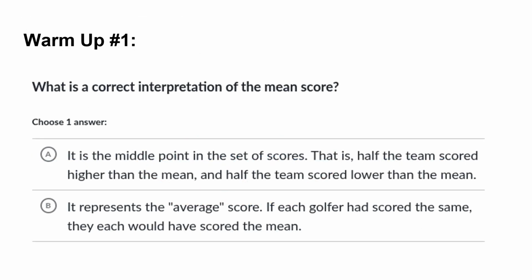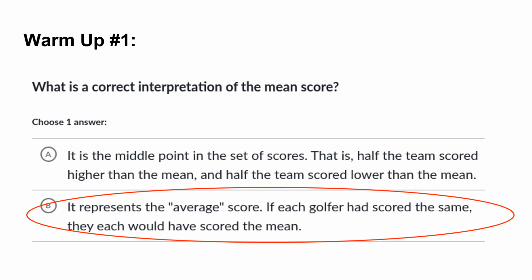Next question. What is the correct interpretation of the mean score? A, it is the middle point in the set of scores. That is, half the team scored higher than the mean and half the team scored lower than the mean. Or is it B? It represents the average score. If each golfer had scored the same, they would have scored the mean. The answer in this case is B. It represents the average. So mean and average are the same thing.